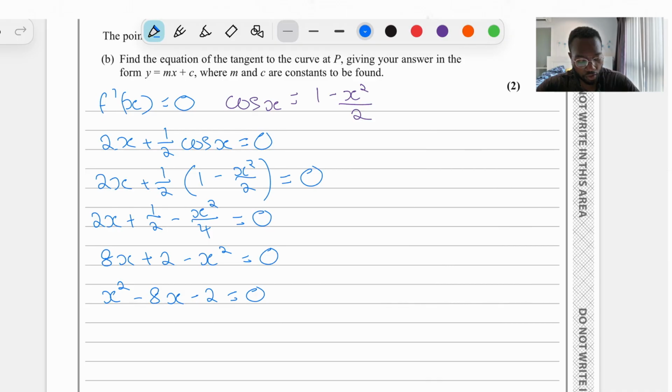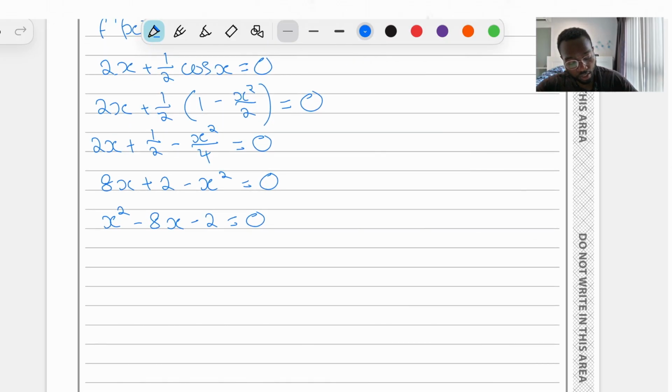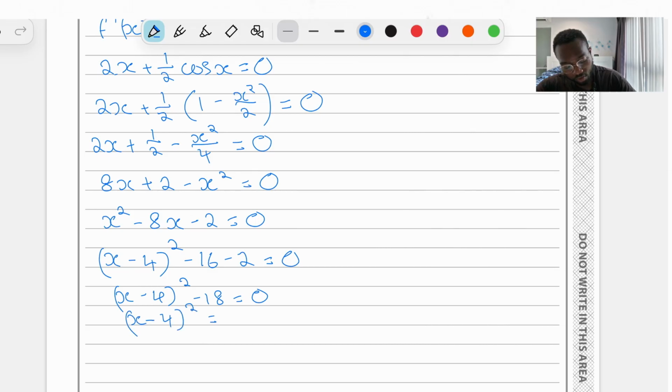Now again, there are no two numbers which sum to make minus 8 and multiply to get minus 2. So in this case, we have to use either the quadratic formula or completing the square. I will complete the square this time. So if we complete the square, we will get (x minus 4) squared, and then we minus the 16 from that, minus the 2, and that will give us (x minus 4) squared minus 18 is equal to 0, which gives me (x minus 4) squared equal to 18.